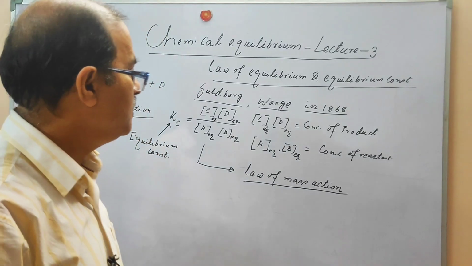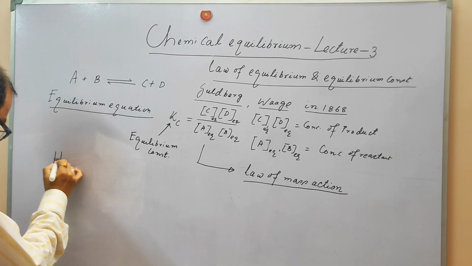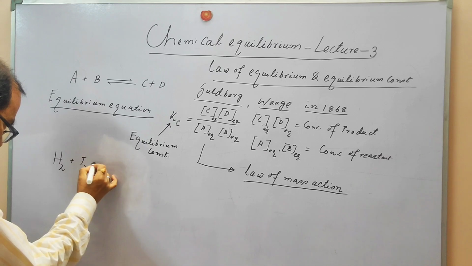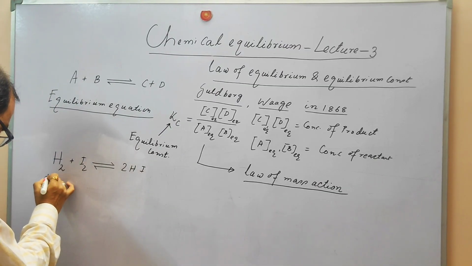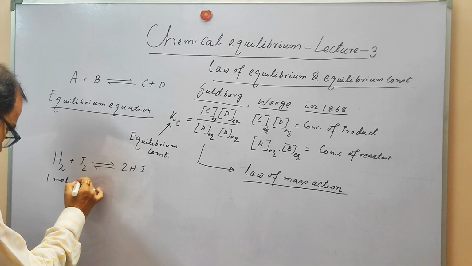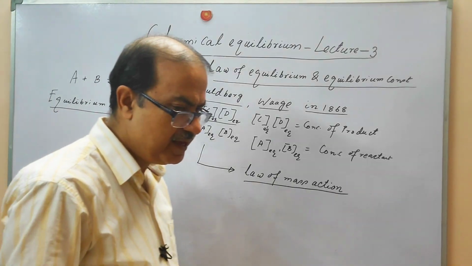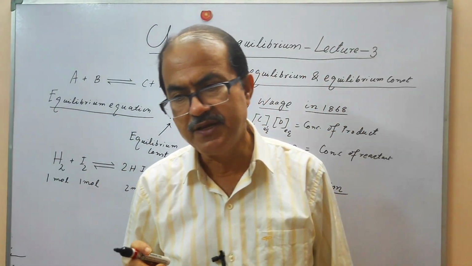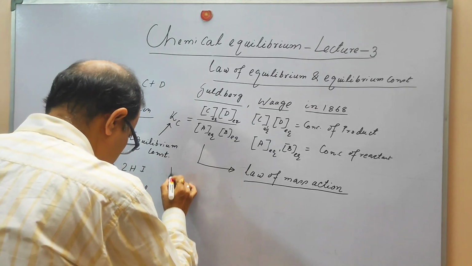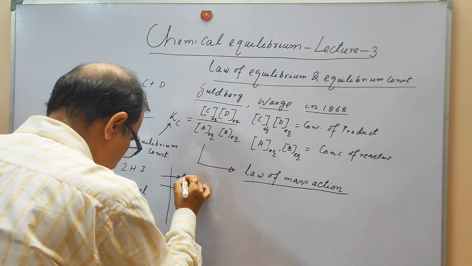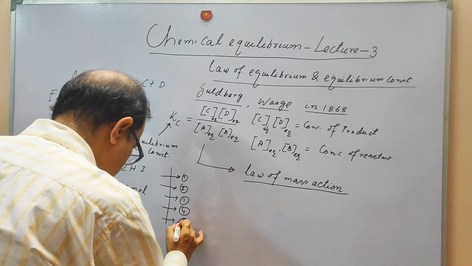Now the two scientists made some extensive studies to find out the actual expression of the equilibrium constant. For that, they took one reaction, hydrogen and iodine in a closed tube, where 1 mole of hydrogen and 1 mole of iodine produce hydrogen iodide. This reaction was carried out in a closed vessel at a temperature of 731 Kelvin, and they took 6 observations: 1, 2, 3, 4, 5 and 6.